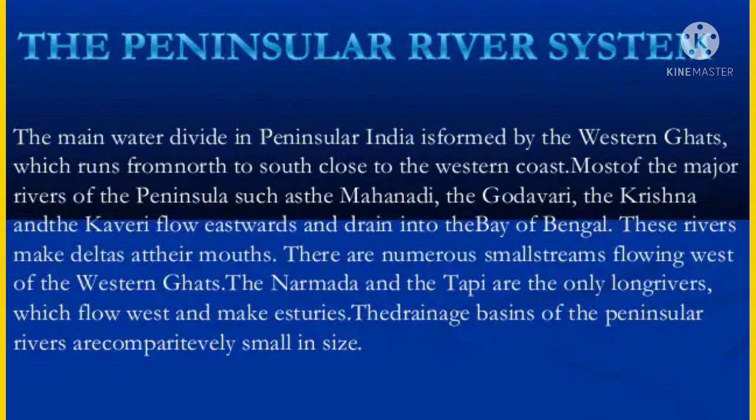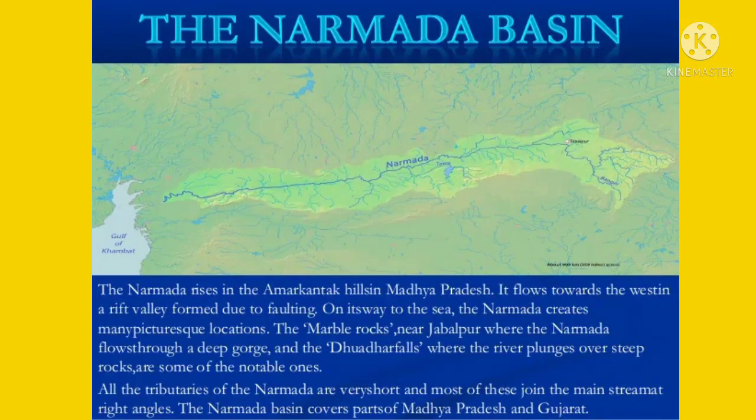So students, first of all we will see about the river Narmada. The Narmada originates on the western flank of the Amarkantak plateau at a height of about 1057 meters, flowing in a rift valley between the Satpura in the south and the Vindhyan range in the north. It forms a picturesque gorge in marble rocks and the Dhuandhar waterfall near Jabalpur.